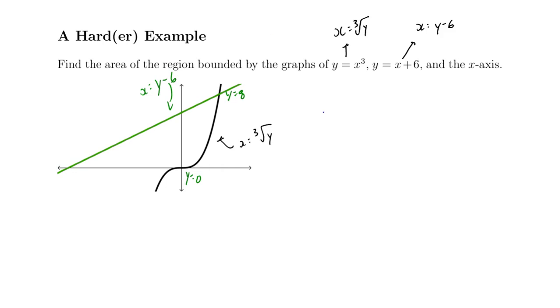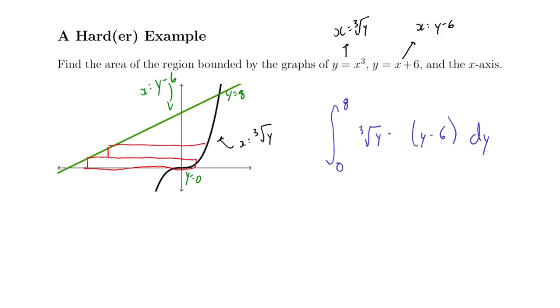So now when we set up our integral formula, our integral is going to be from 0 up to 8, because these are y values now, of our cube root function minus y minus 6 dy. And the advantage here is that we can do this in one integral, because when we stack our rectangles this way, we always have the same function on the right and we have the same function on the left.